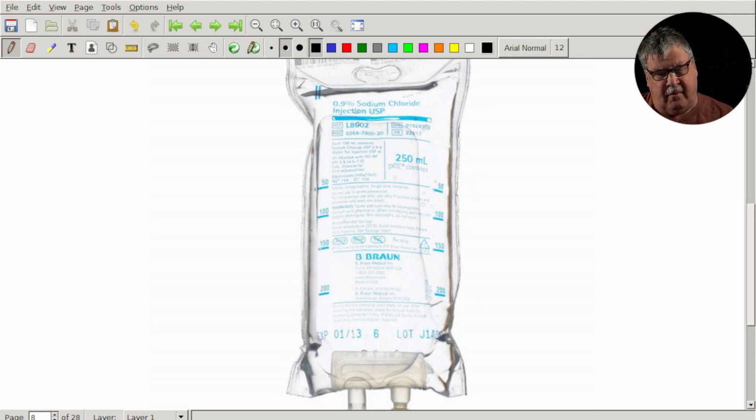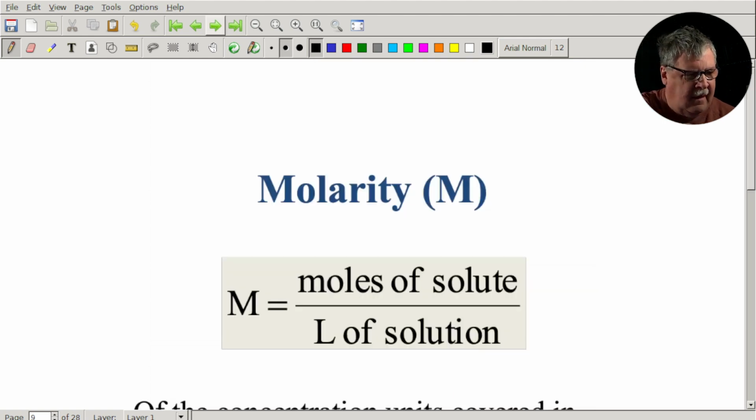And so this is considered what's isotonic. And we'll explain some of the factors associated with that when we get into colligative properties.